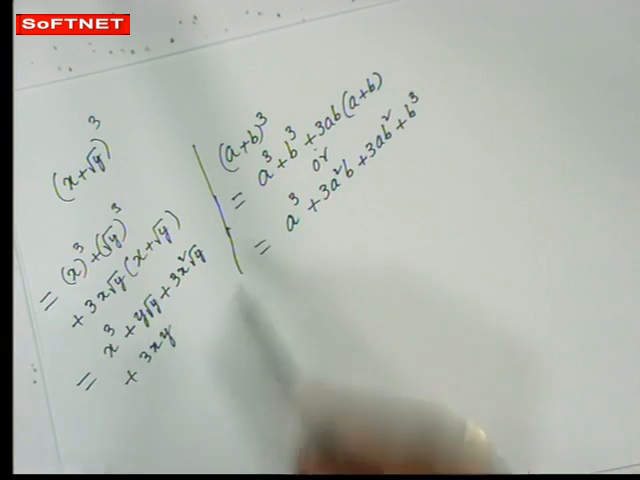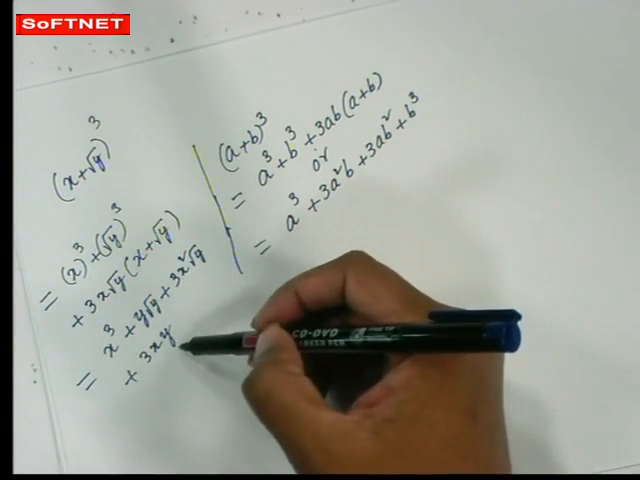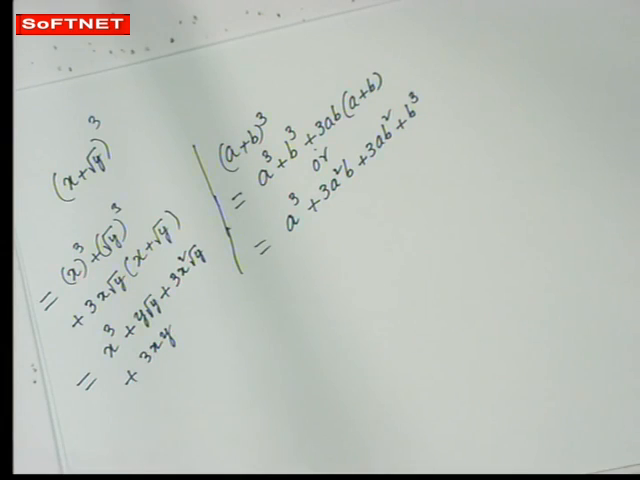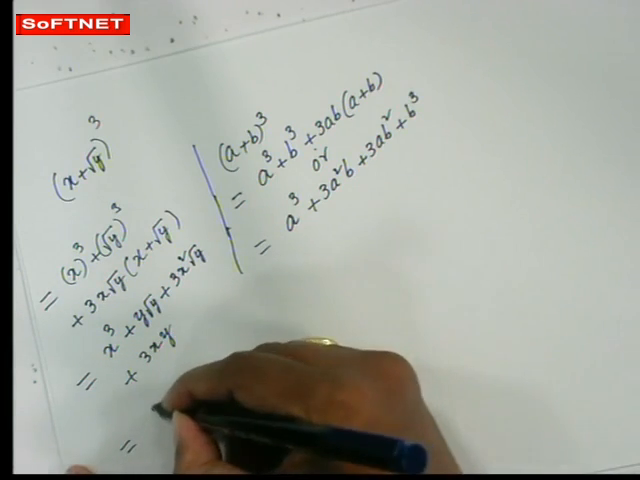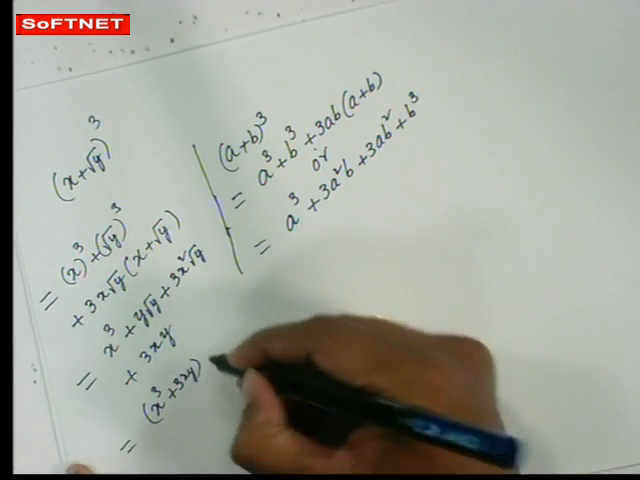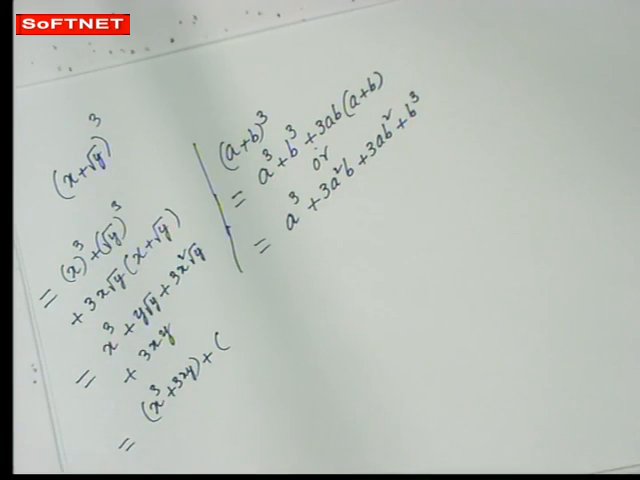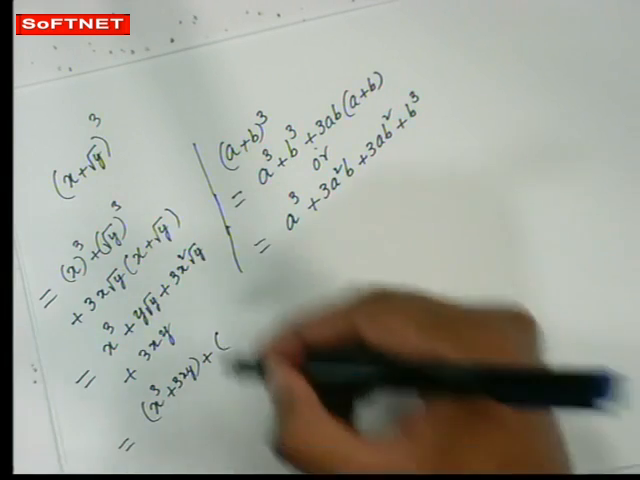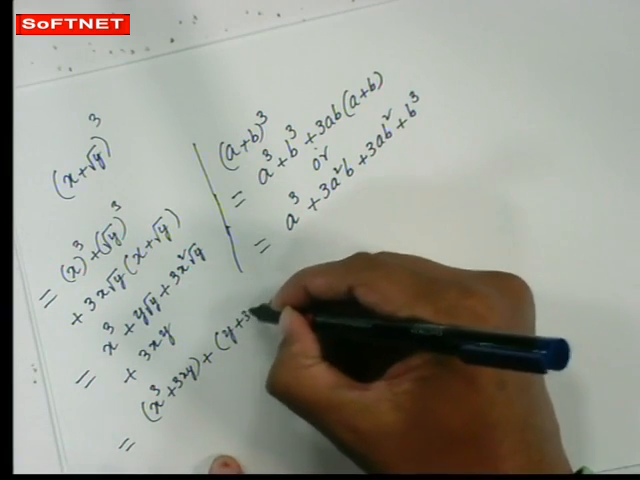Now here how many terms are there? Four terms. Among these, x cube and 3xy are rational terms, whereas the other two terms are irrational terms. Let us separate rational terms and irrational terms. Okay, x cube plus 3xy plus, this root y we take out common, (y plus 3x square) root y.